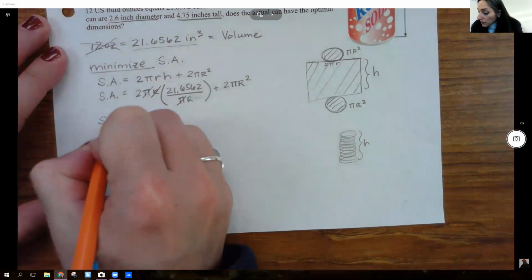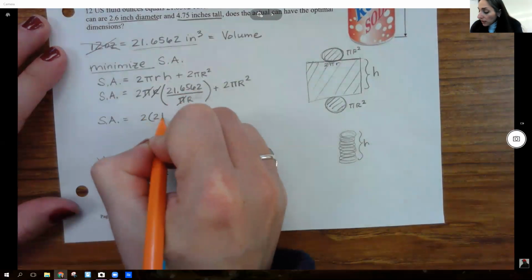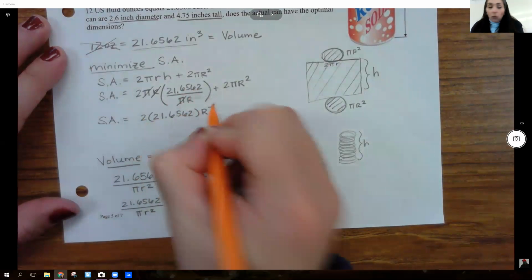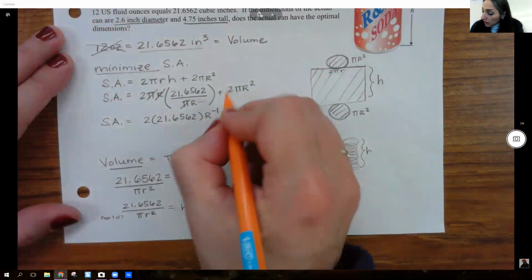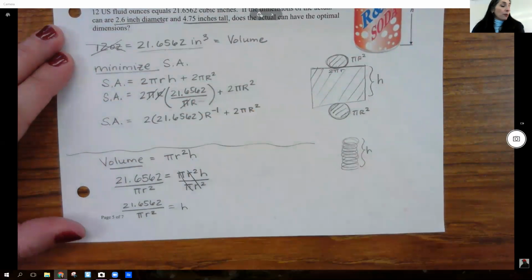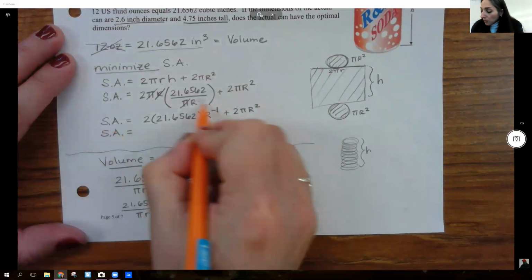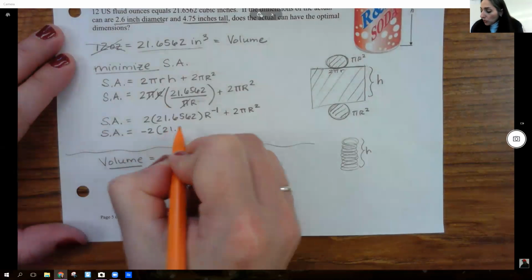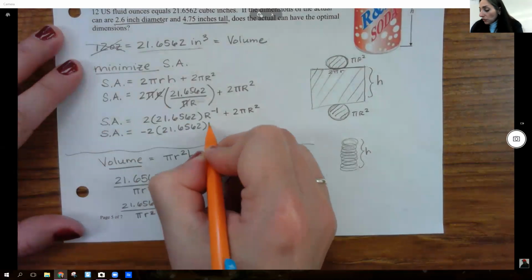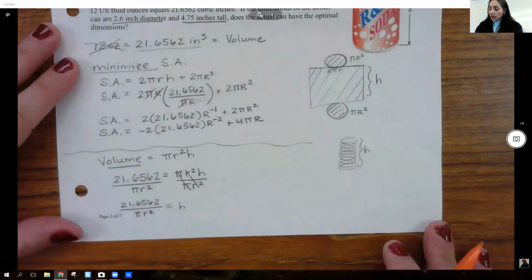So this becomes 2 times 21.6562. I'm going to rewrite this r to the -1 like that, so it's a little bit easier to take the derivative, plus 2 pi r squared. Okay, now we haven't actually taken the derivative. That's our next step. So surface area is going to be, bring this out, -2 times 21.6562 times r to the -2 plus 4 pi r.